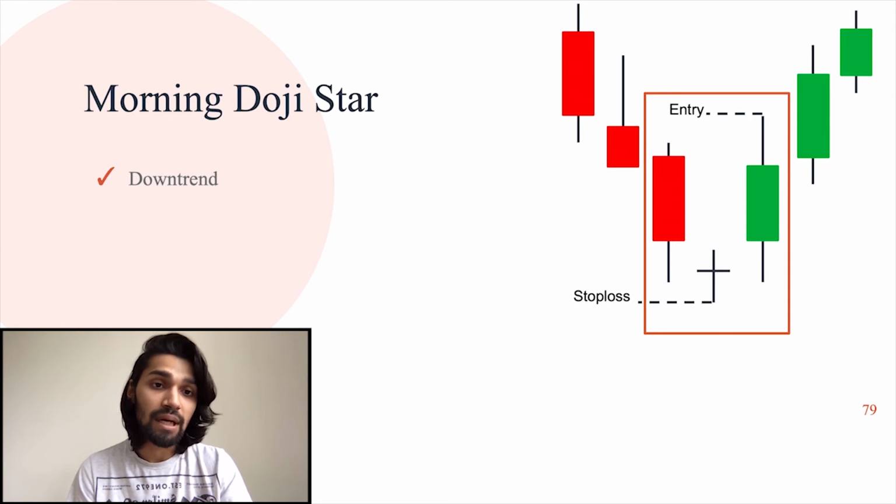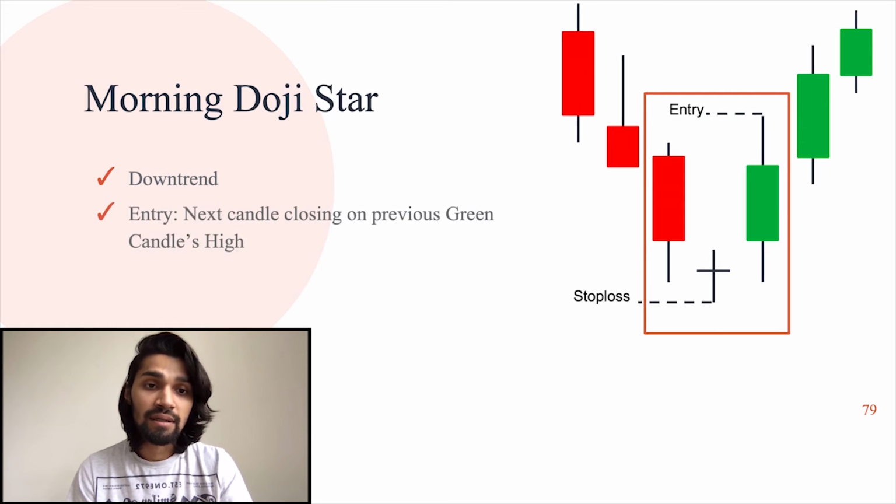Second, the entry should be above the high of the green candle. Your target would be your next resistance, and your stop loss would be the Doji's low.